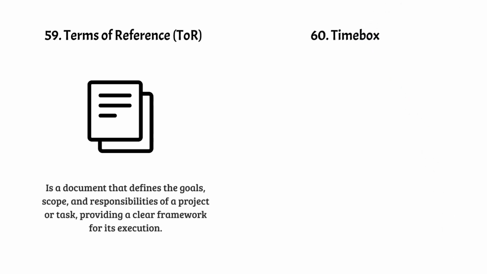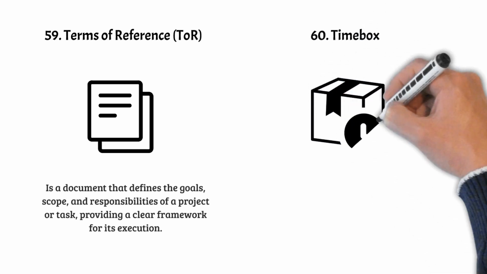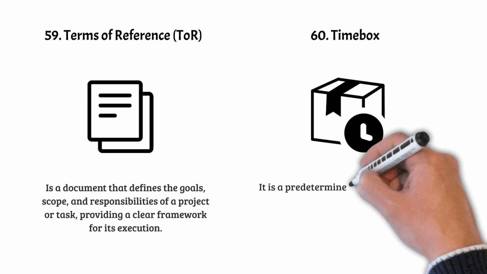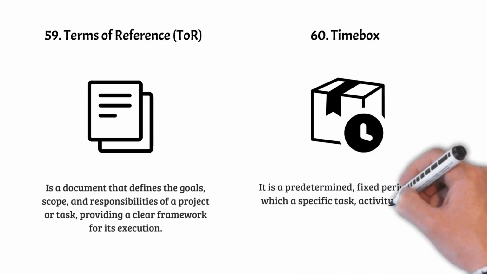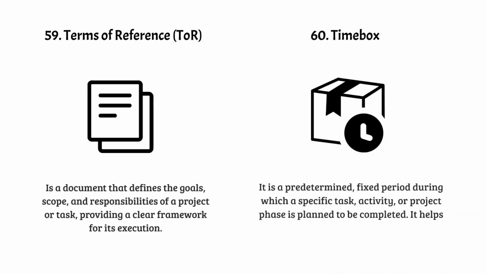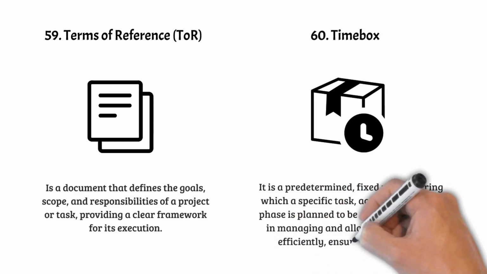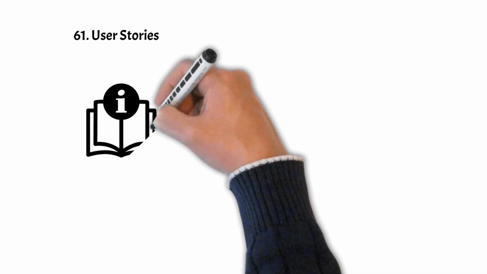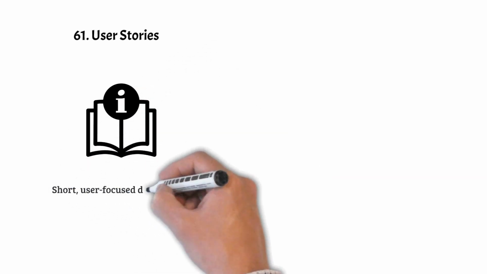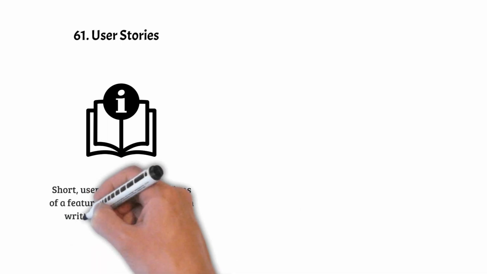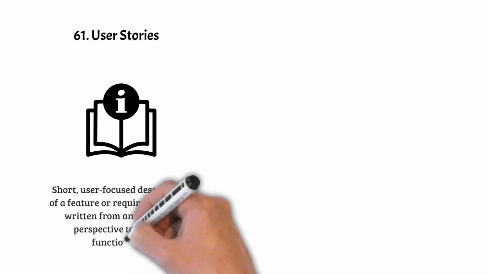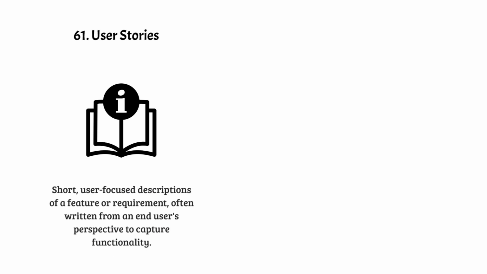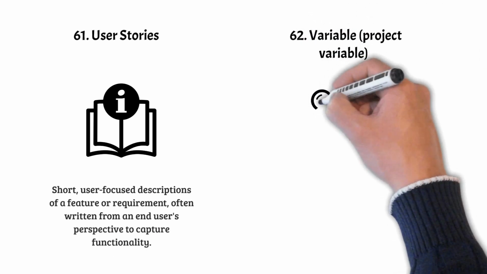60. Timebox. It is a predetermined fixed period during which a specific task, activity, or project phase is planned to be completed. It helps in managing and allocating resources efficiently, ensuring that work is accomplished within the set time frame. 61. User Stories. Short, user-focused descriptions of a feature or requirement, often written from an end user's perspective to capture functionality.